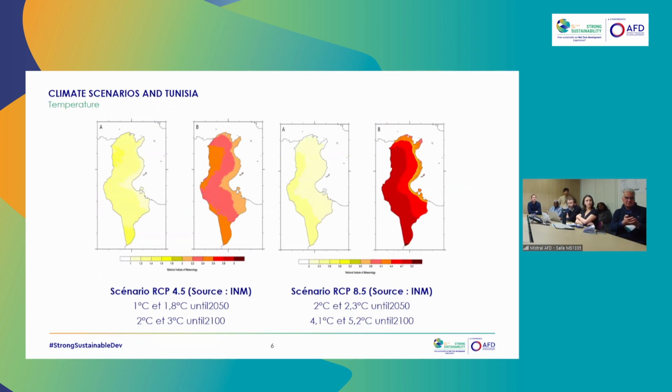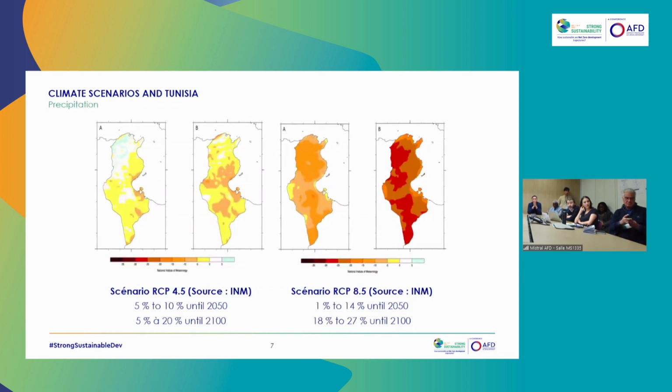Here are some climate scenarios for Tunisia, just to show you how bad things will eventually get. On the left, you see the RCP 4.5 scenario, which is pretty irrelevant, so I'm not going to talk about it because you're never going to get RCP 4.5. So look at the right-hand side, which shows the expected increase in temperature by 2050. That's panel A on the right, and graph B is until 2100. The expected warming lies between 2 and 2.3 degrees until 2050, and when you go to 2100, it's between 4.5 and 5.2 degrees. And you can see which parts of the country are getting hotter and hotter as time passes.